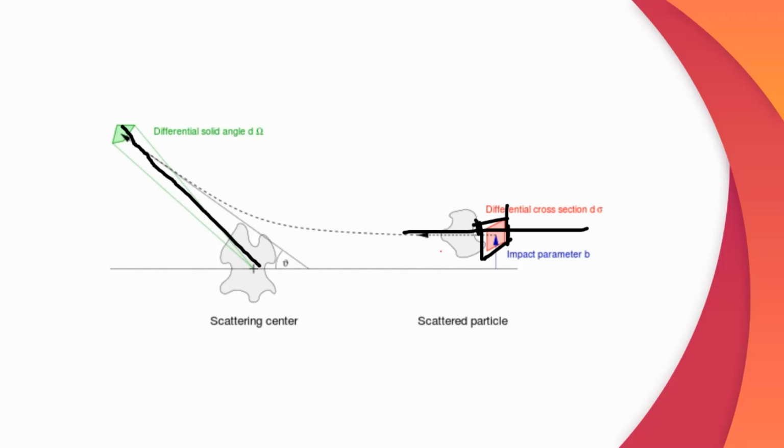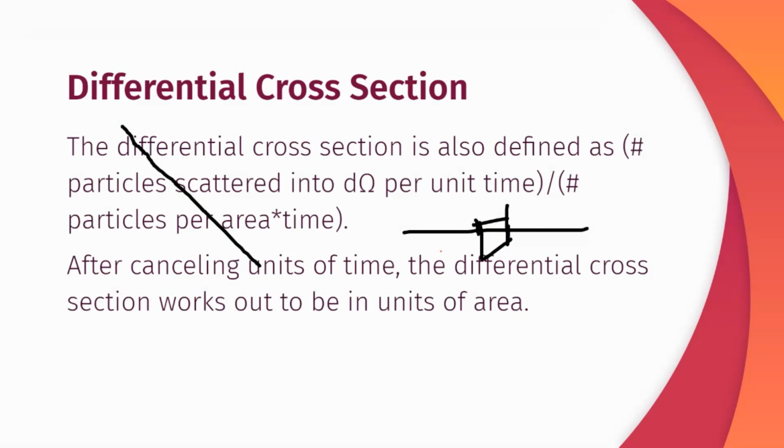And so if you go to the next slide, then we have another definition of the differential cross-section. So we have that it is also defined as the number of particles scattered into that solid angle d omega per unit time divided by the number of particles going through per area per unit time. And so if we just cancel out these units of time, we can see that the differential cross-section works out to be in units of area.